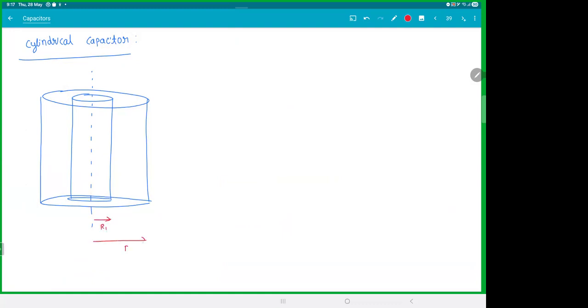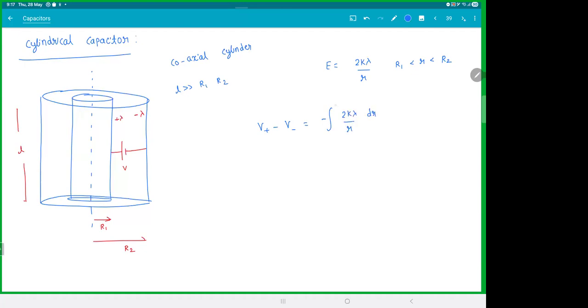This is your R1, this is your R2, and this is your length L. Same story, we'll put a battery between them, voltage V, this will give you plus lambda, this will give you minus lambda, lambda is charge per unit length. These are coaxial cylinders. L must be much greater than R1, R2 so that we can neglect the fringe effect. The field between the plates is given by 2k lambda by R. Hope you remember the field outside a shell, which looks like an infinite line charge, where R is between R1 and R2. Same story, V plus minus V minus is equal to integral 2k lambda by R dr. Limits will go from R1 to R2.